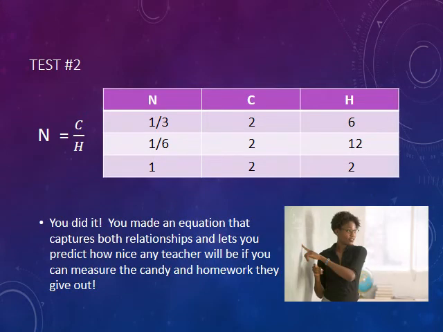So you did it. You made an equation that captures both of the relationships here and lets you predict how nice any teacher will be if you can measure the candy and homework they give out. And it's not a black box. You understand when you plug numbers in there why the numbers that are coming out are reasonable, and why they match your predictions.